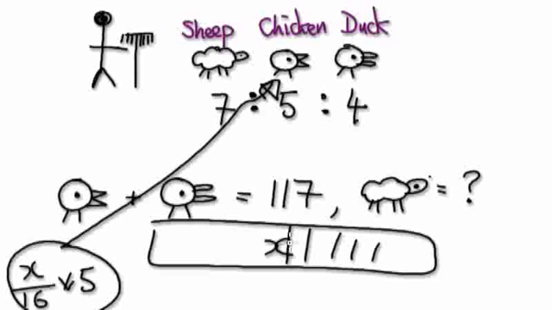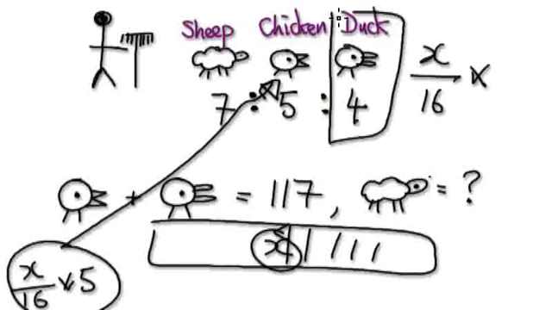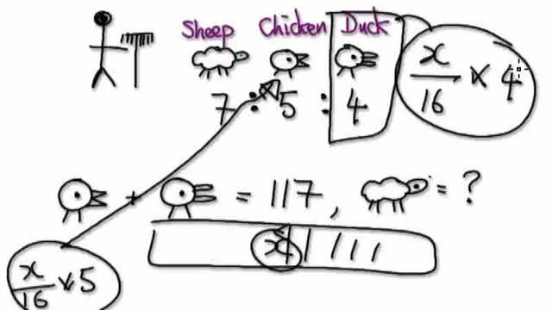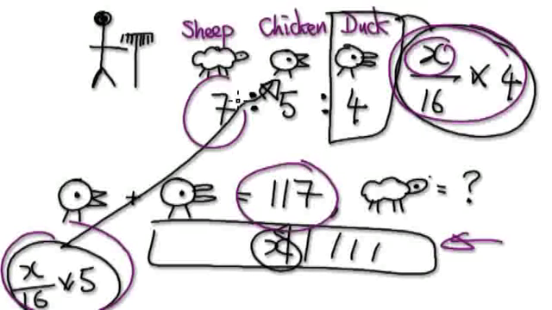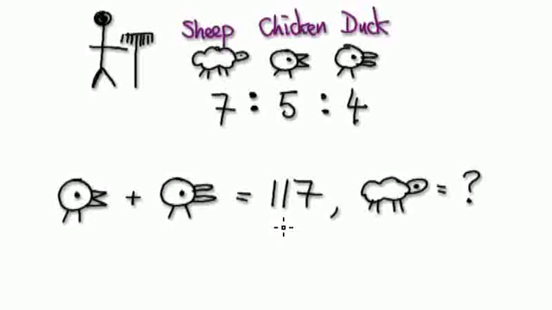Now if I get the same X here, cut up into 16 equal parts, and then times by 4, that will give me the number of ducks. Now, if I get this plus this, it must come to 117, and then I'll work backwards to find out X, and then X will represent the total number of animals. Then it comes to working out the number of sheep. So let me just do it, and then hopefully you can follow it through.